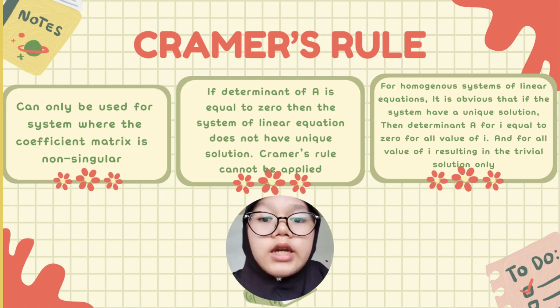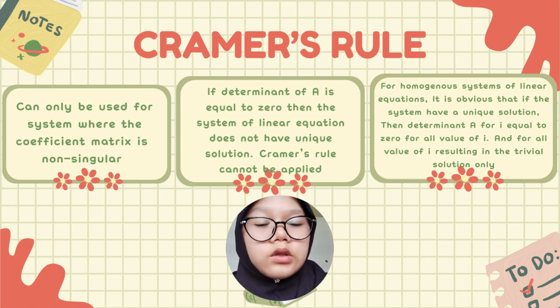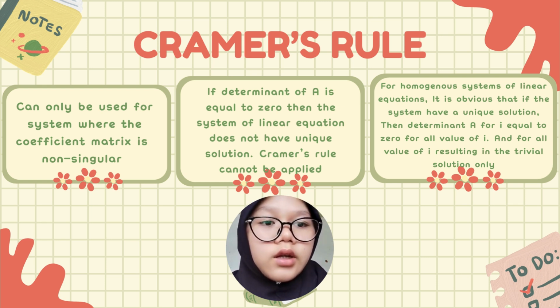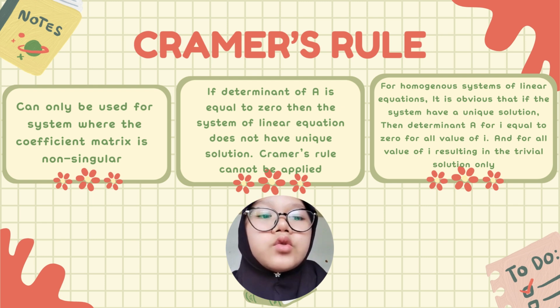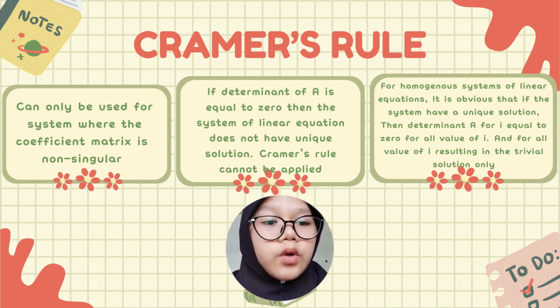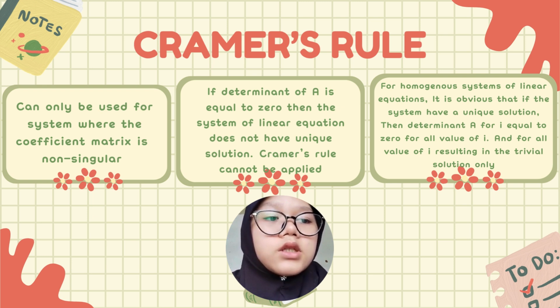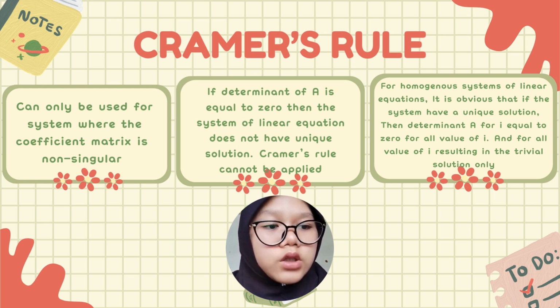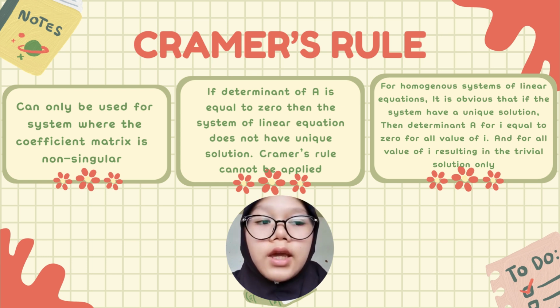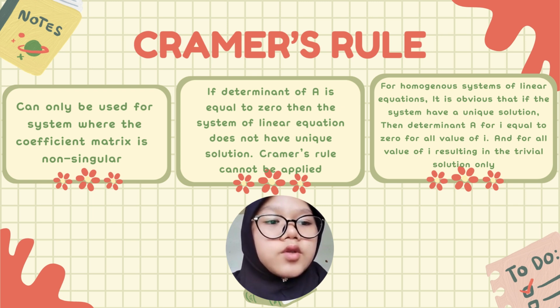Next, Cramer's rule can only be used for systems where the coefficient matrix is non-singular. If the determinant of A is equal to 0, then the system of linear equations does not have a unique solution, and Cramer's rule cannot be applied. For homogeneous systems of linear equations, if the system has a unique solution, then the determinant of A is not equal to 0, resulting in a trivial solution only.